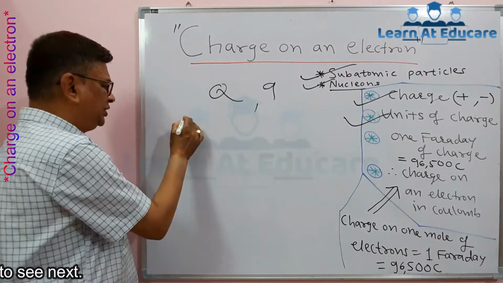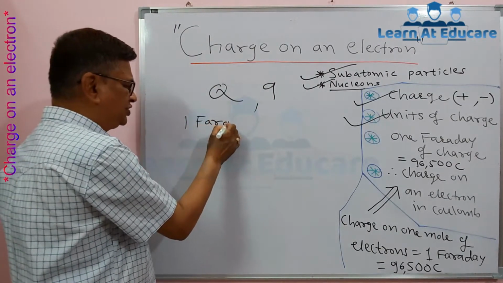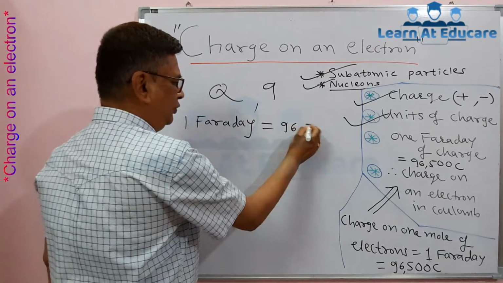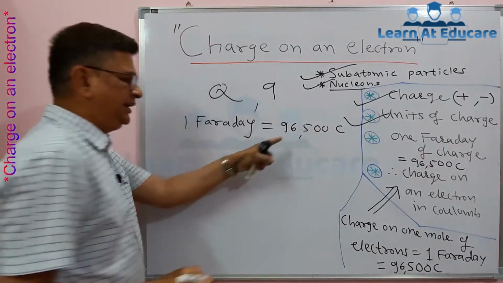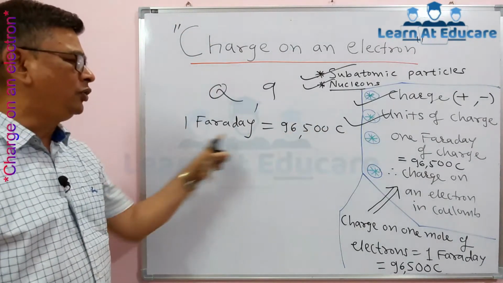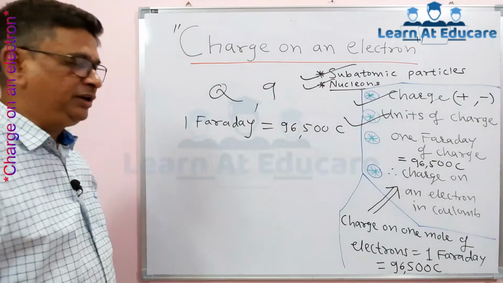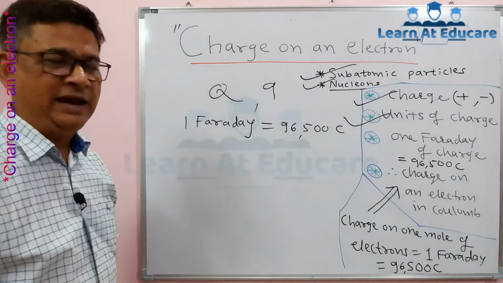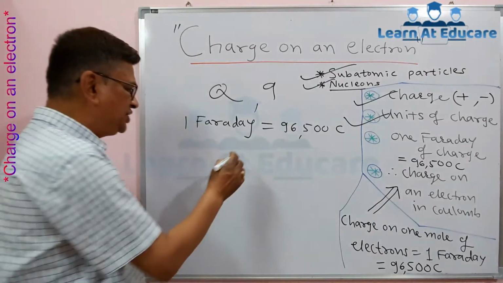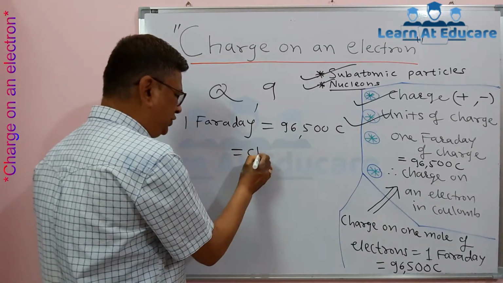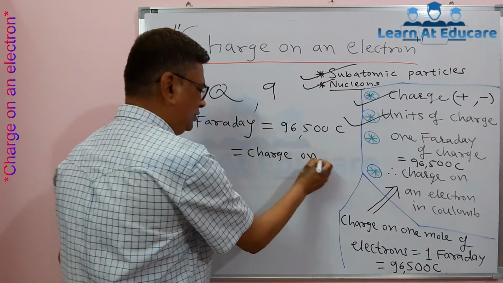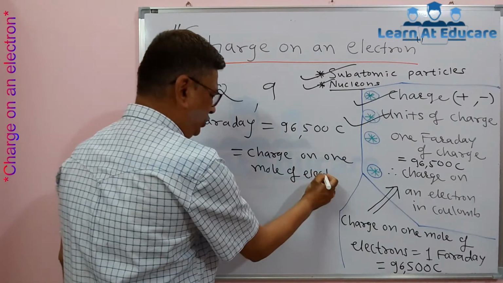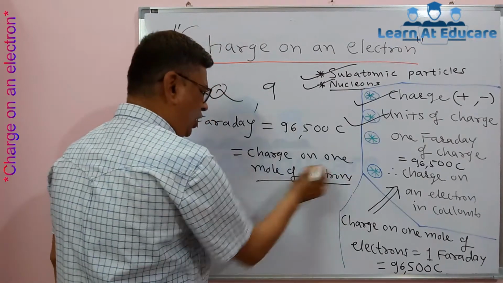And remember, the big unit of charge is Faraday, and we have the relation 1 Faraday equal to 96,500 Coulomb. Very big unit. And students, remember, this 1 Faraday is also equal to the charge on 1 mole of electrons.